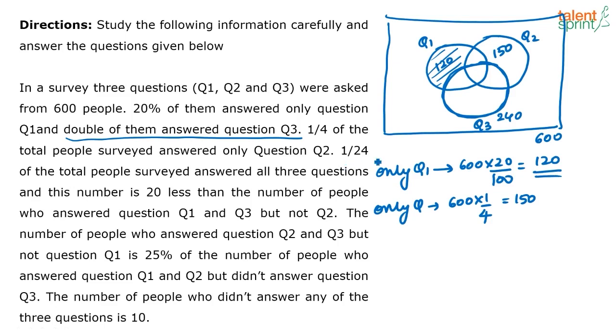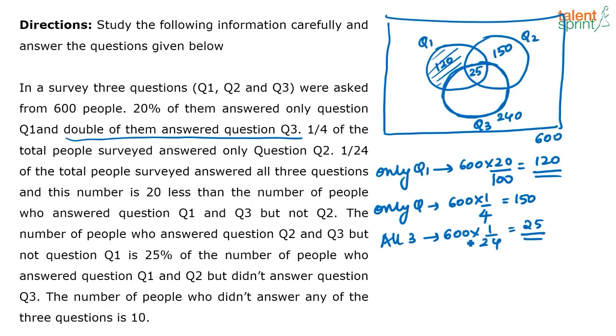Next, 1/24 of the total people surveyed answered all the 3 questions. So how many people answered all the 3 questions? 600 into 1/24. See, again, you know 24 into 24 is 576. 24 into 25 is 600. So the answer here is 25. So how many people answered all 3? 25. In this question, try to do these small calculations faster. Do it in your mind, do it in smart ways.